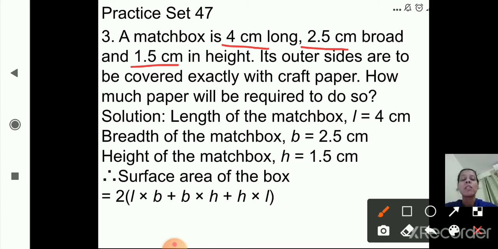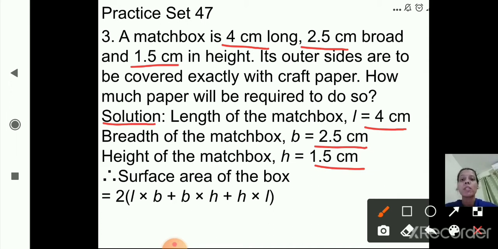Okay. So first in the solution we will write down the length of the matchbox, that is 4 cm, which is given in the question. Breadth of the matchbox, that is 2.5 cm. Broad means breadth, and height is given as 1.5 cm. So in the solution first we will write the length of the matchbox, L is equal to 4 cm. Then breadth of the matchbox, B, is equal to 2.5 cm. And height of the matchbox, H, is equal to 1.5 cm.